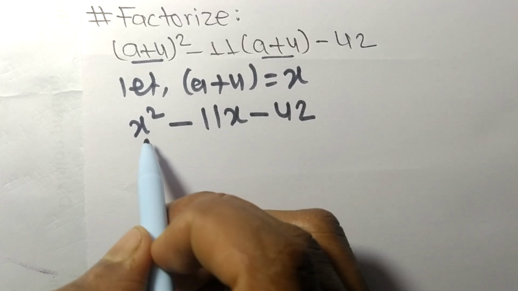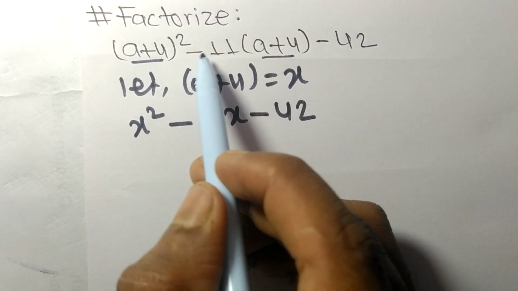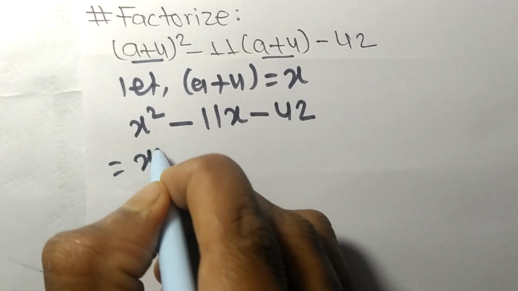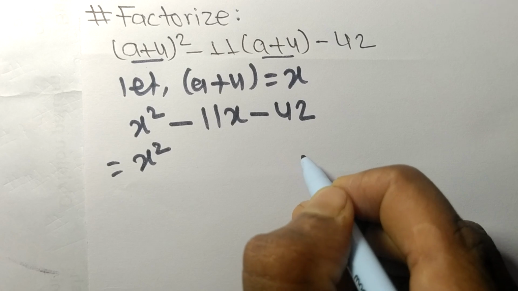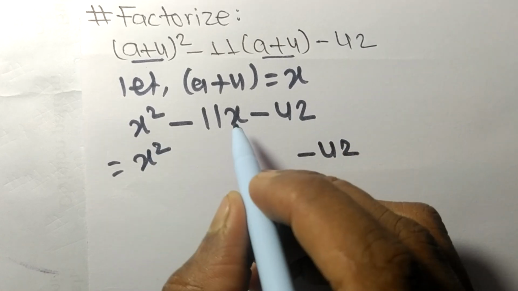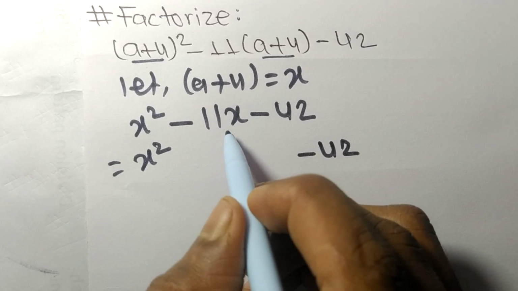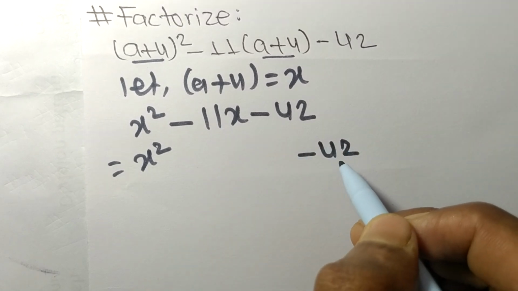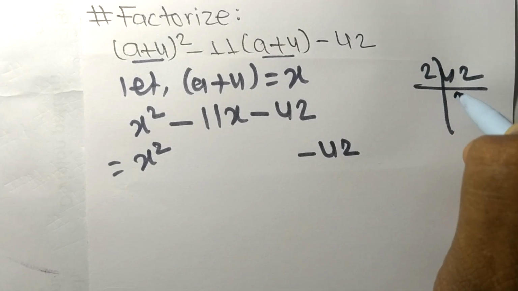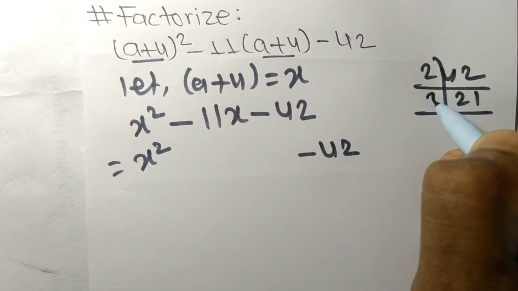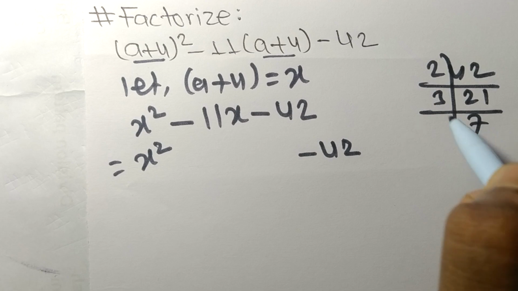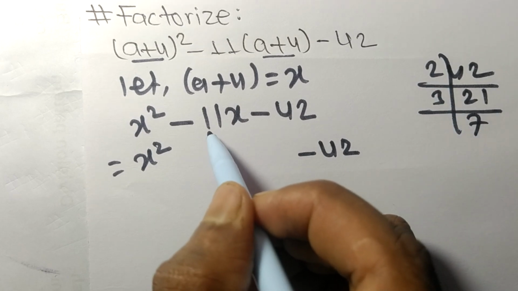So to make it simple, we have expressed or changed this in terms of x. So the first expression is x² and the last expression is −42. Now we separate −11x into two terms. For that we factorize 42. So it is 2 times 21 means 42, 3 times 7 means 21. So within these numbers, by multiplying, we need −11.